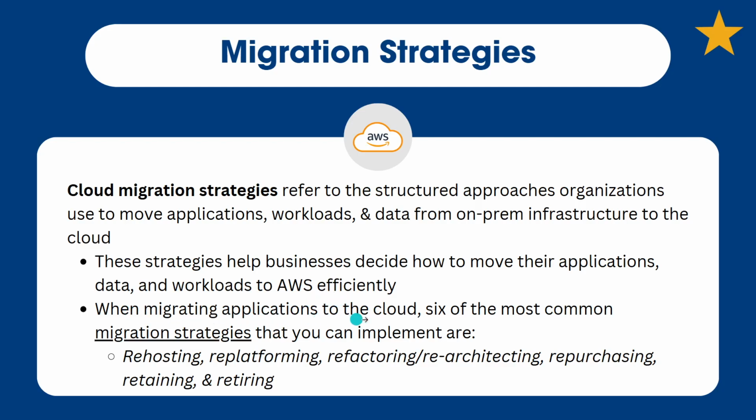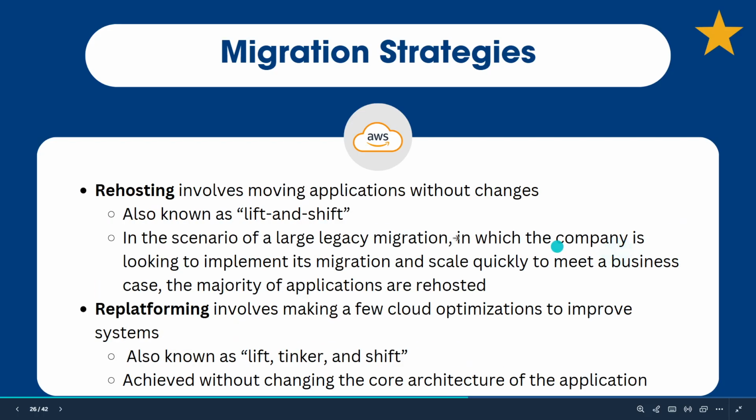When migrating applications to the cloud, 6 of the most common migration strategies that you can implement are rehosting, replatforming, refactoring, also known as re-architecting, repurchasing, retaining, and retiring. So we'll go through each of these in detail.